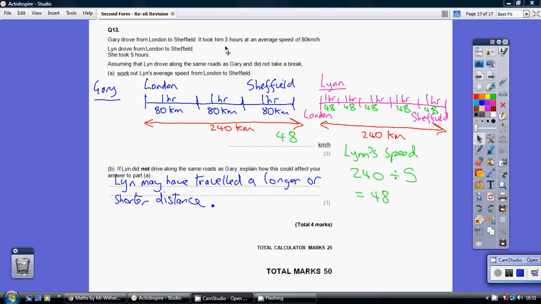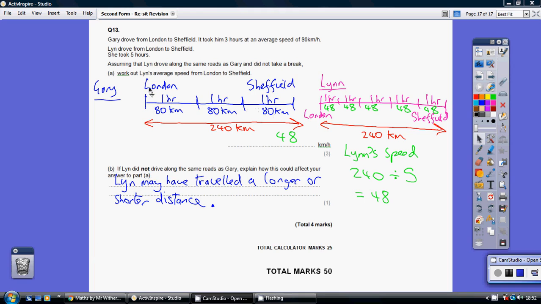So we are told that Gary, it took him 3 hours at an average speed of 80 kilometers. So let's just consider Gary's journey, okay? So he starts off in London, he goes to Sheffield, there's his first hour of driving, there's his second hour, there's his third hour. Now we're told he goes 80 kilometers every hour. So over that first hour he goes 80 kilometers, over the second hour he goes 80 kilometers, over the third hour he goes 80 kilometers.